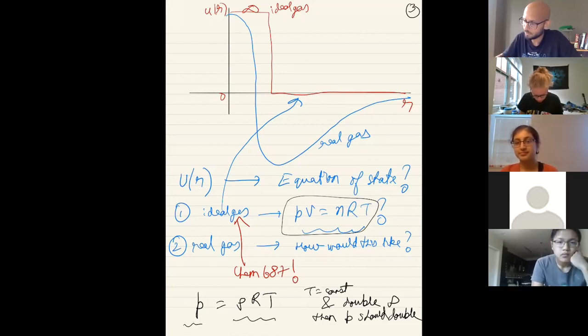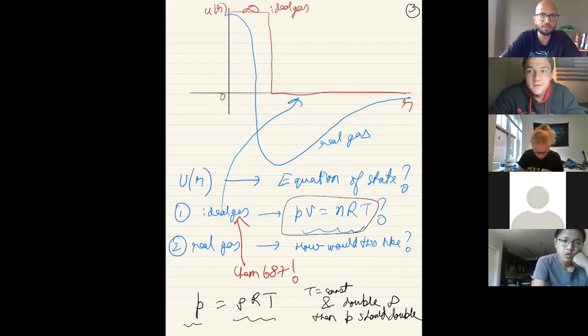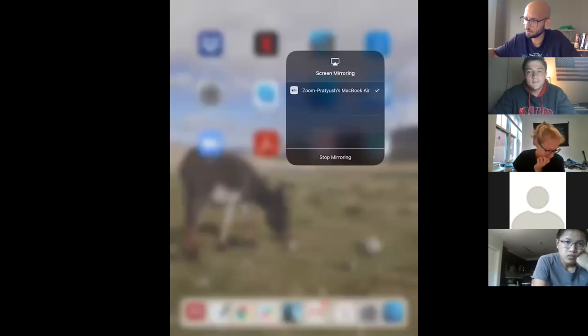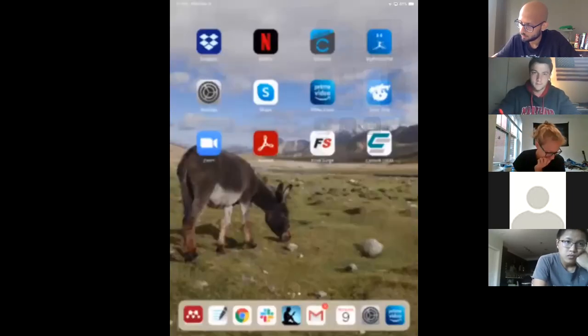So hopefully I've given you an intuitive picture now that for real gases, pressure proportional to density will... Your page is frozen. Oh yeah. Stop share screen. Maybe it will also stop happening once I switch to the newer iPad. Okay, good. So yeah, cool.